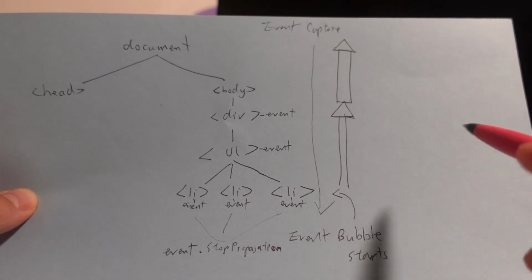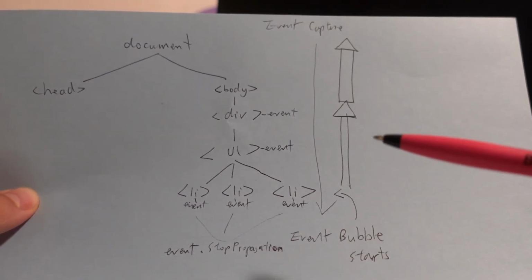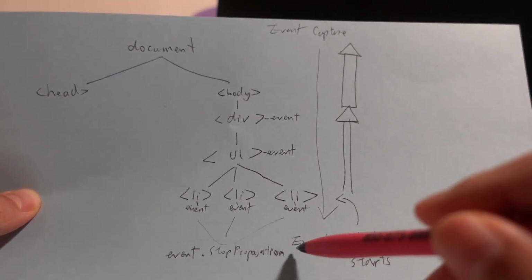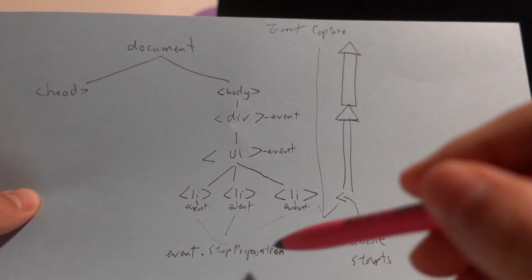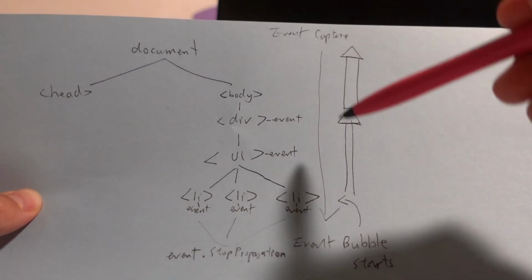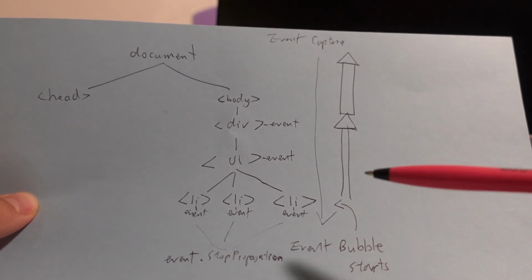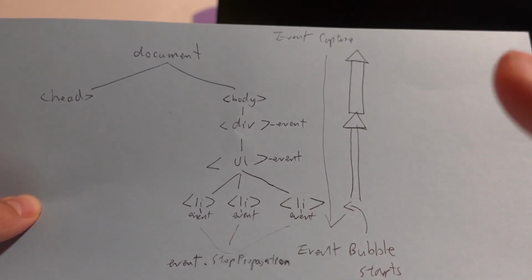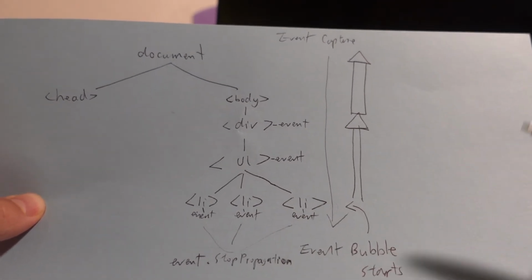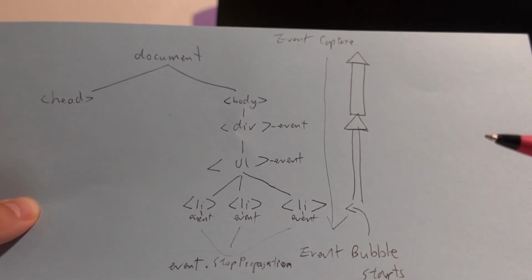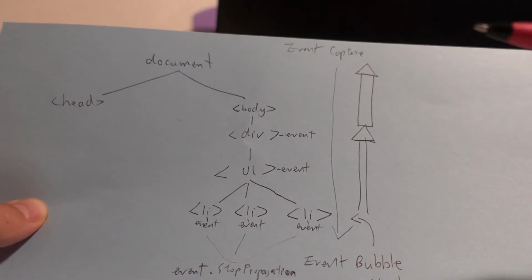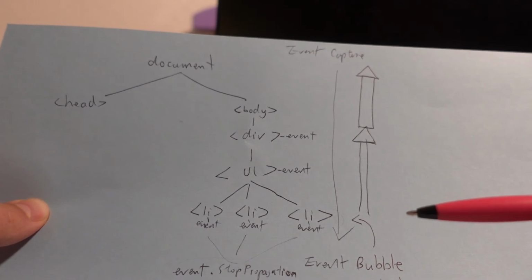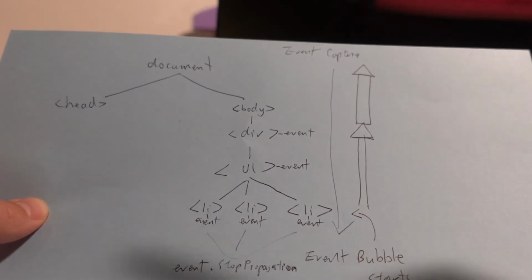By default, when you register the event, it will start at the event bubble phase. It will not get into the event capturing phase, unless you pass in a Boolean value of true into the addEventListener as a third parameter. Let me show you what I mean by that.